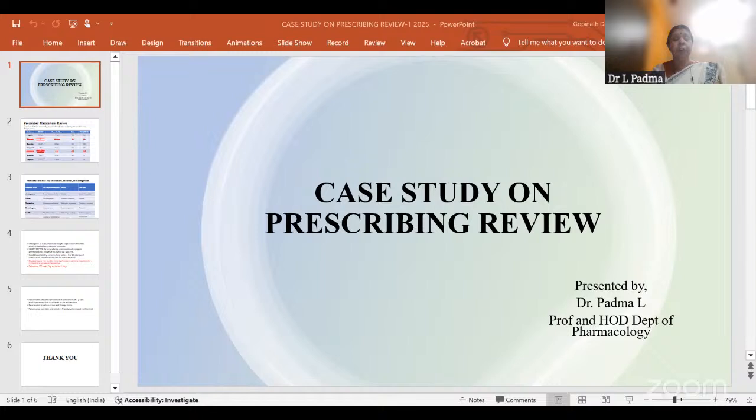Then you have theophylline with rifampicin. We are not using it very often. So just to finish it, I have told you it decreases theophylline levels.